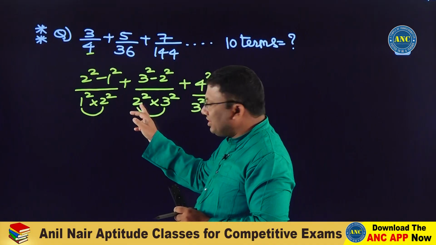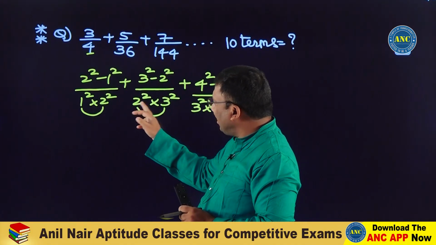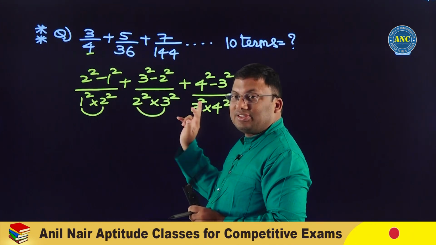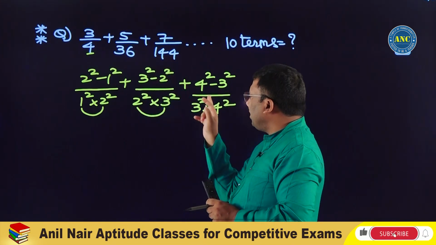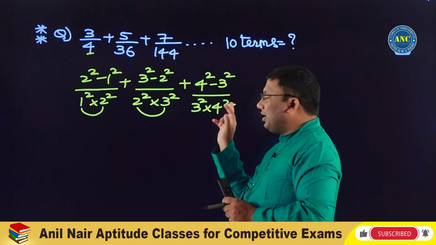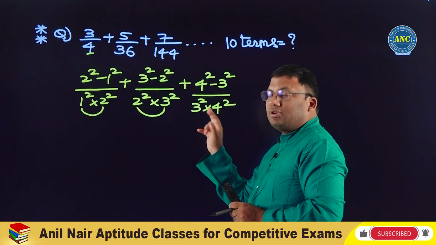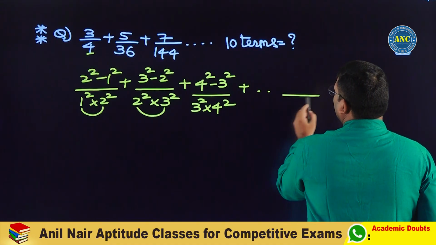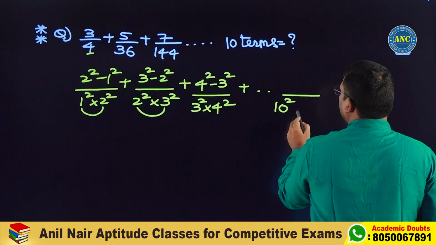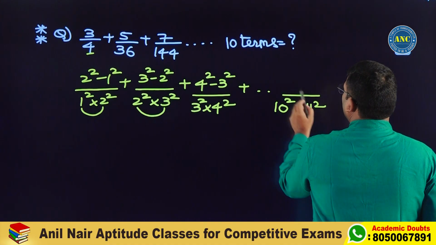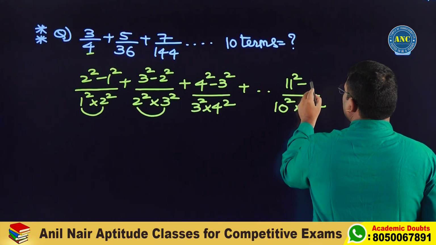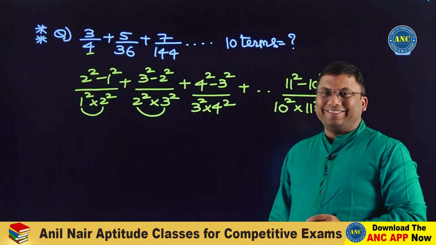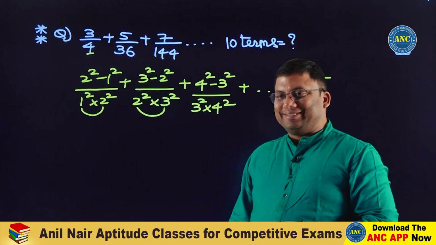Second term, it is starting with 2 square. Next value is 3 square. Numerator is the difference of these two values. Third term, it is starting with 3 square. Next, it is 4 square. 4 square minus 3 square. 10th term, starting with 10 square. Next, it is 11 square. Numerator is 11 square minus 10 square. Please write down. That idea you should get.